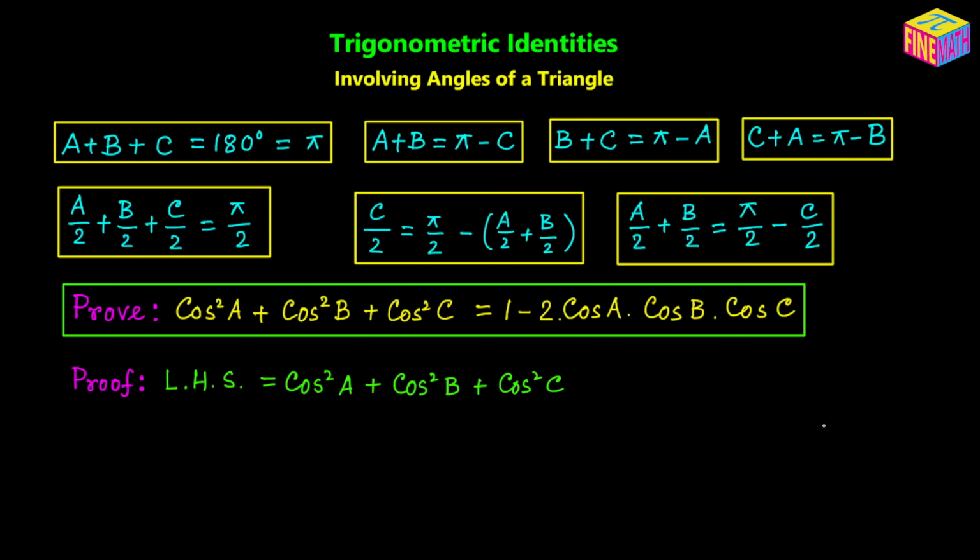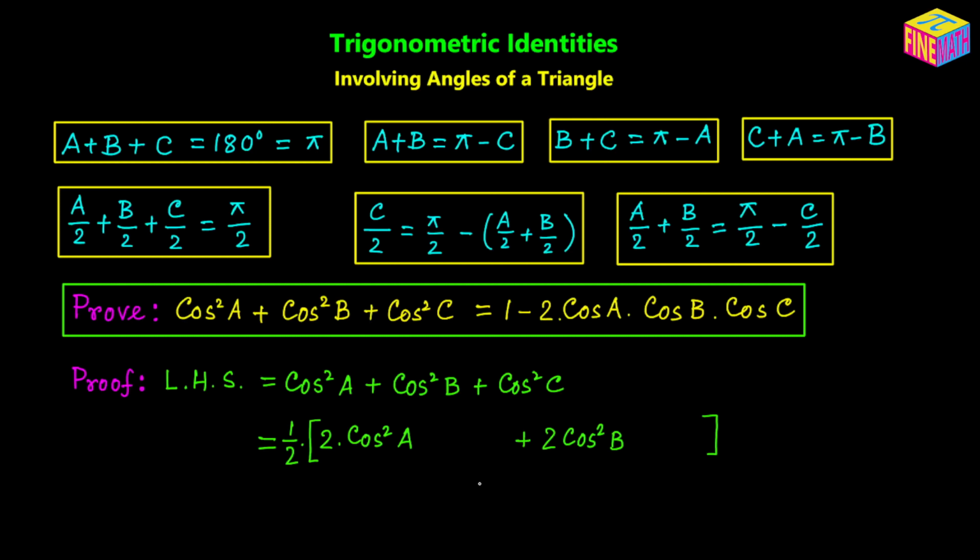We are going to begin with the left hand side and then eventually we will arrive at the right hand side value. So here the left hand side is equal to cosine square of A plus cosine square of B plus cosine square of C. Let's multiply the first two terms by 2 and then divide by 2. So this is how we are going to write it. What I have done is multiply the first two terms by 2. Now I am going to divide the whole thing by 2 also. That means I am going to multiply by 1/2.